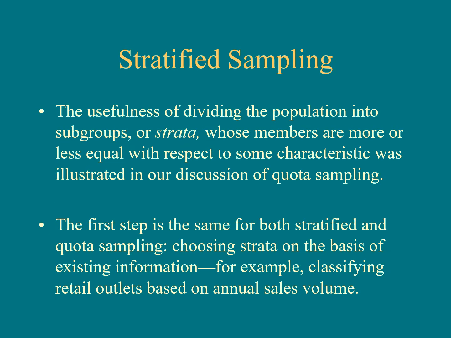Stratified sampling. The usefulness of dividing a population into subgroups, or strata, whose members are more or less equal with respect to some characteristic was illustrated in our discussion of cluster sampling. The first step is the same for both stratified and cluster sampling: choosing strata on the basis of existing information. For example, classifying retail outlets based on annual sales volume.